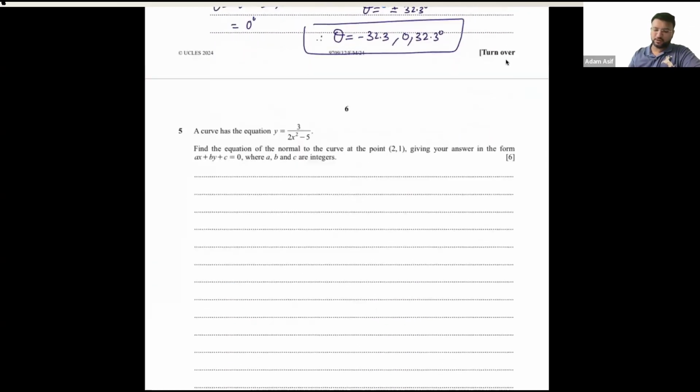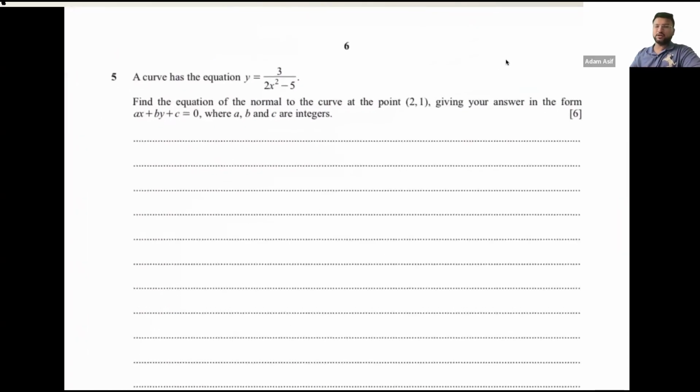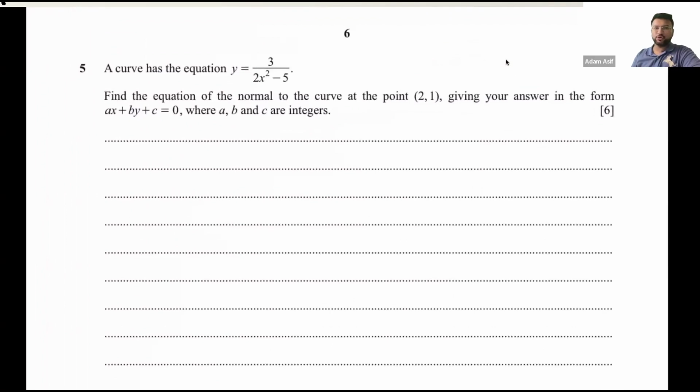Okay. Question number 5. A curve has the equation y equals 3 upon 2x square minus 5. Find the equation of the normal to the curve at the point (2, 1), giving your answer in the form of ax plus by plus c equals 0, where a, b, and c are integers. So we need to find the equation of the normal to the curve.